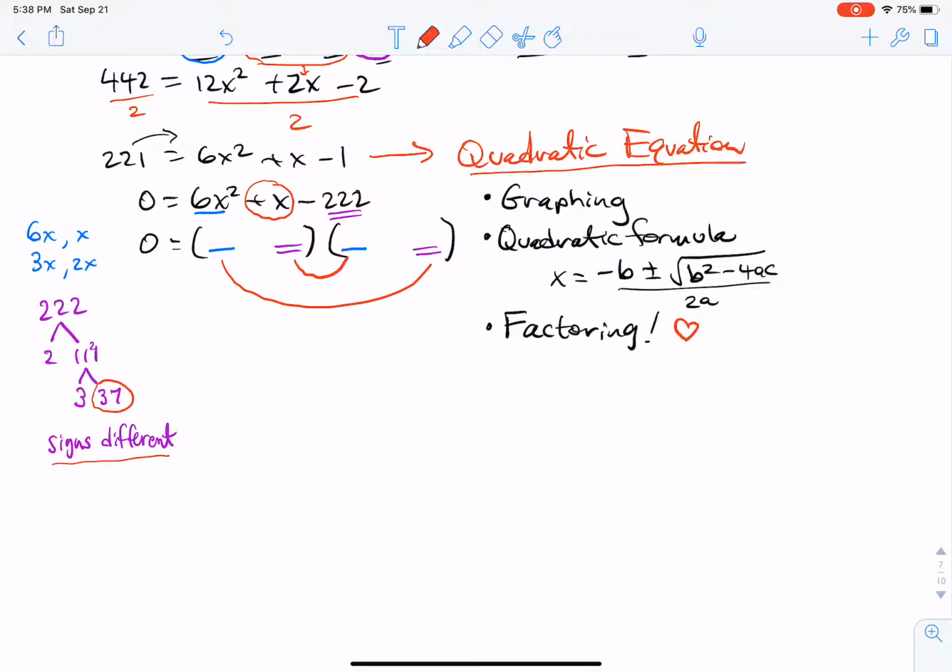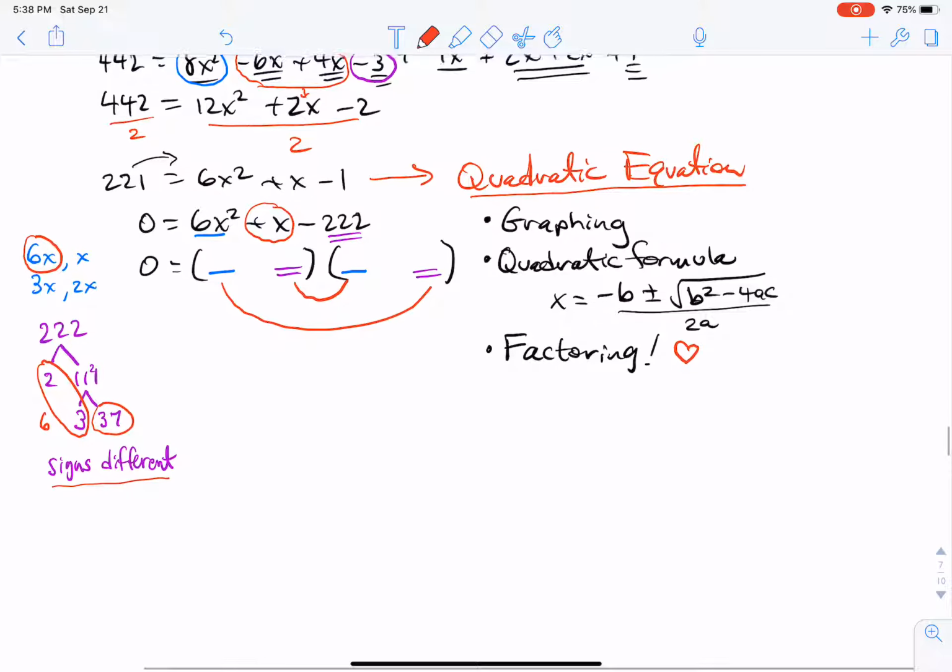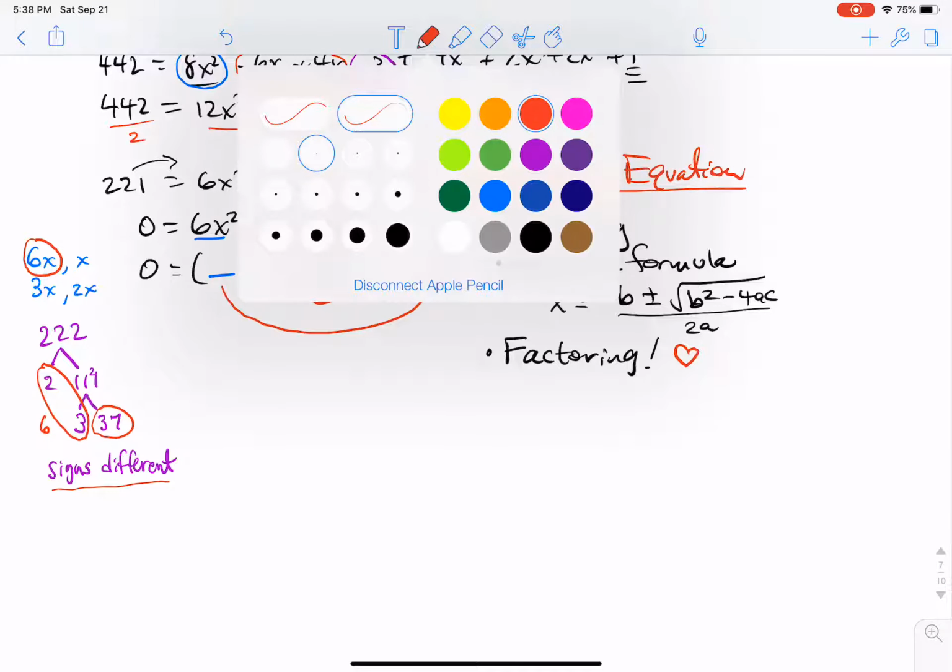37, if I look at this 6 from the 6x's, the blue 6x's, and if I combine up these two factors on the 222, that makes a 6. 6 times 6 is 36, and that's 1 away from the 37. And it seems like those are the ones that we're going to use. So let's give that a try.